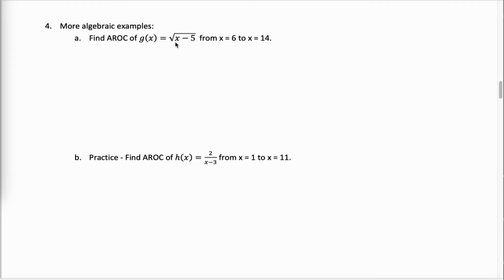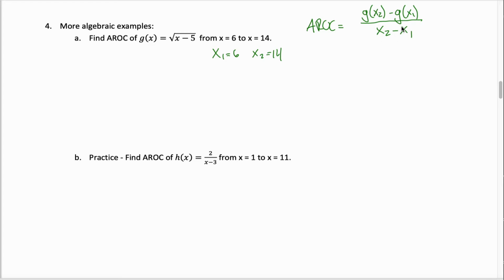Let's start with g of x equals the square root of x minus 5. Note that we're given two different x values. Maybe I'll call the first one x1 and the second one x2. The average rate of change of the function g is just the difference in the two outputs, which I can denote as g of x2 minus g of x1, divided by the difference in the two inputs, x2 minus x1.